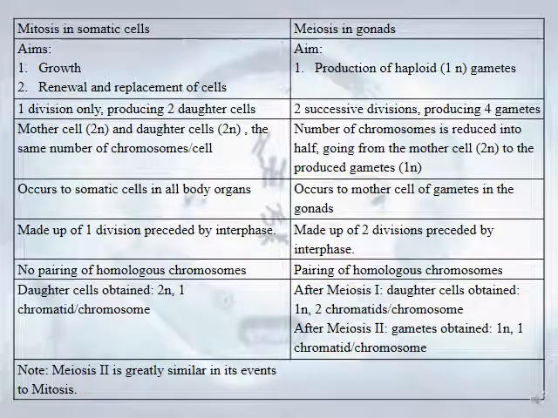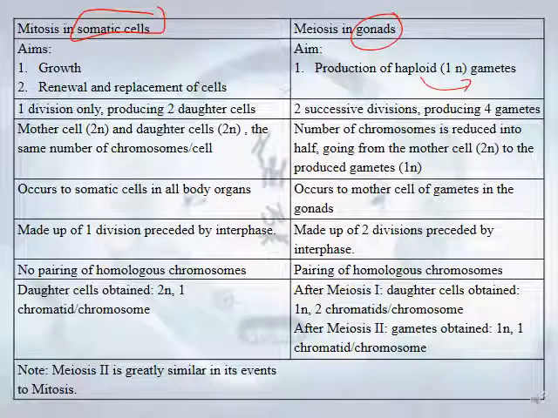Let's move to this very important table showing the comparison between mitosis and meiosis. Mitosis always takes place in somatic cells, while meiosis occurs in the gonads. Mitosis aims for growth, renewal and replacement of cells. Meiosis is for the production of haploid 1n gametes. Mitosis has one division only, producing 2 daughter cells, while meiosis has 2 successive divisions. What is the meaning of this? Meiosis 1 and meiosis 2, producing 4 gametes, 4 daughter cells.